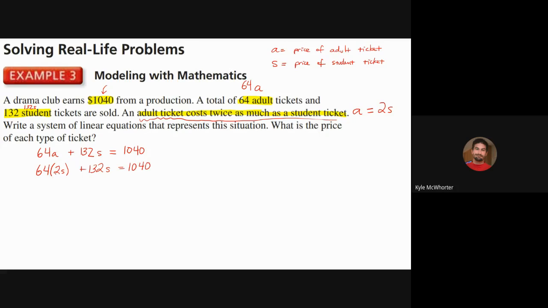So 64 times 2, it's 128, plus 132s equals 1,040. So 128 plus 132, 260. So this is 260s equals 1,040. And now we will divide by 260.